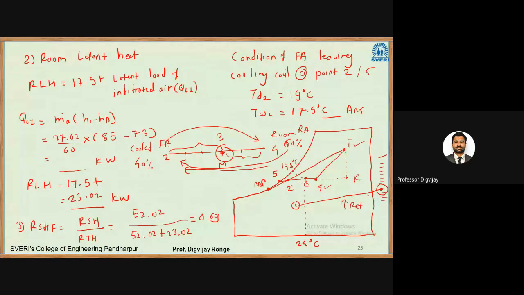Now I'll get the intersection point, that is point 2, that is nothing but our supply air condition. Okay, that is nothing but our air leaving the coil. So this is the air leaving the coil.